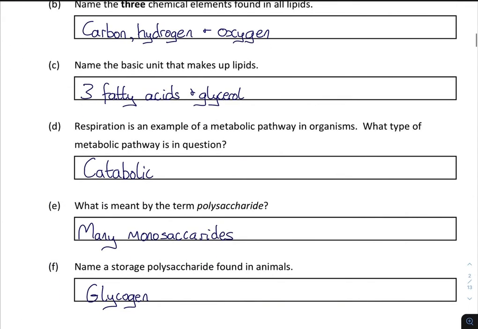Respiration is an example of a metabolic pathway. What type of metabolic pathway is in question? Respiration is catabolic. You are breaking down something large, such as glucose, into something smaller, such as carbon dioxide and water vapor. What is meant by the term polysaccharide? Polysaccharide is simply many monosaccharides. And finally, name a storage polysaccharide found in animals. There's only one that we really discuss, and that's glycogen. It is found in the liver.